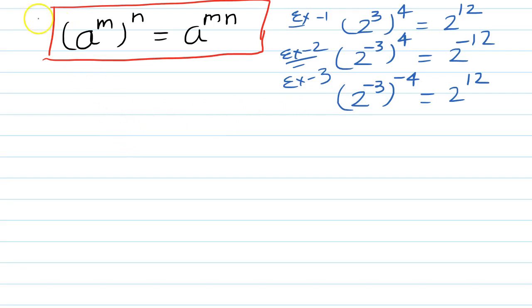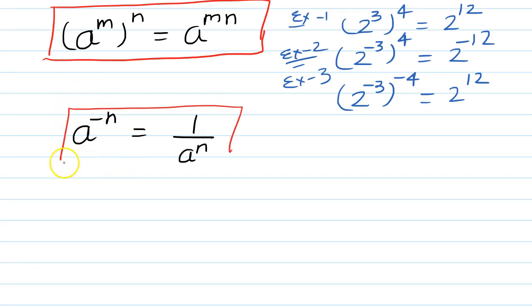Okay, now another rule is, if something is negative in power, you can turn it into positive when it comes in the denominator. So a to the power minus n is equal to 1 upon a to the power n. Okay, is that right? So this is another rule. Anything with negative power, you can turn it into positive.